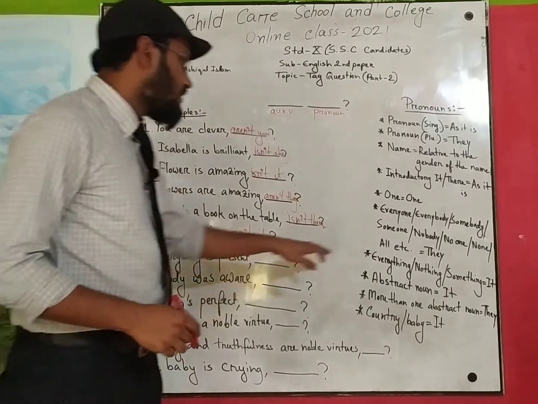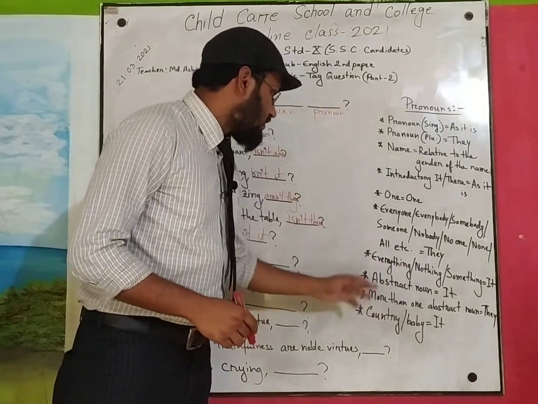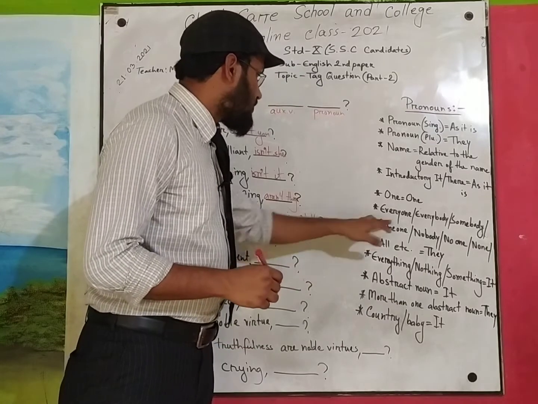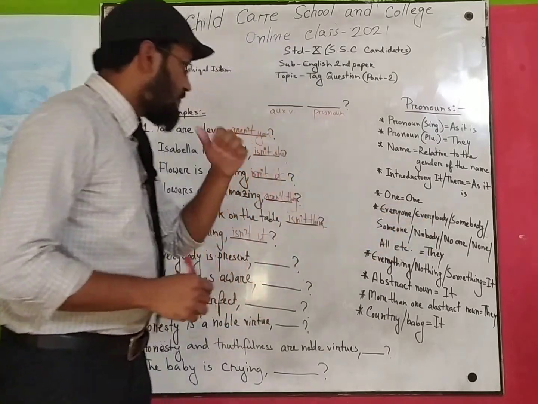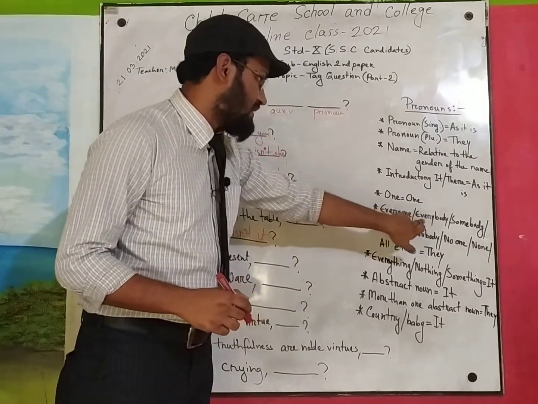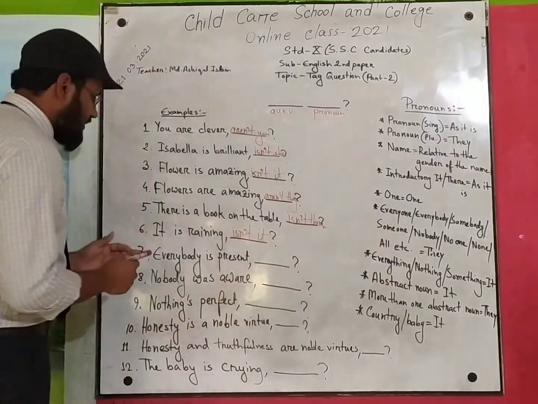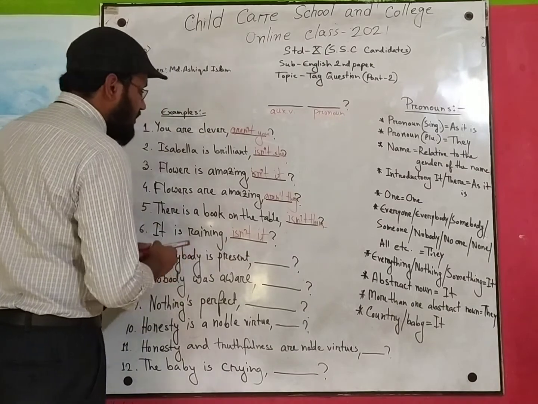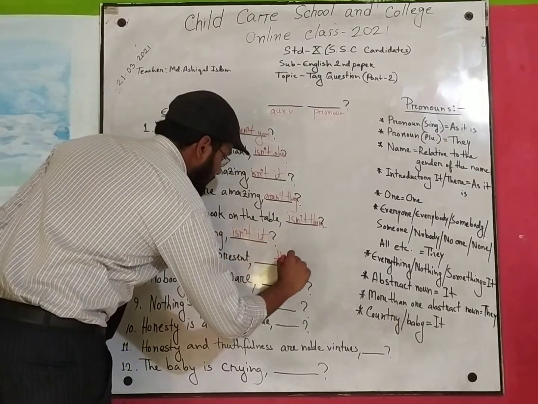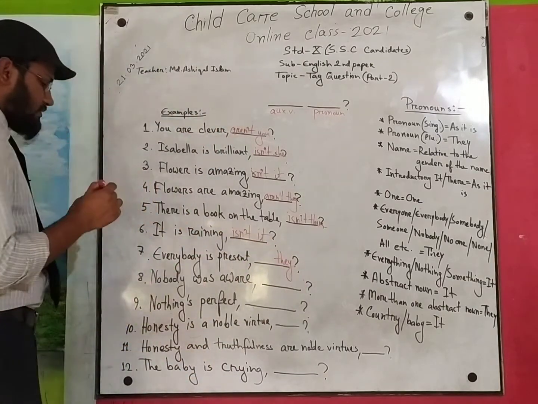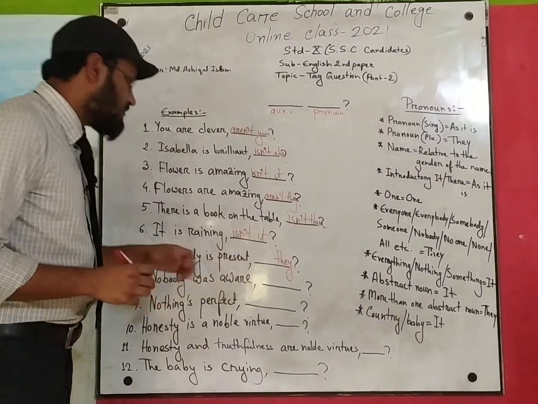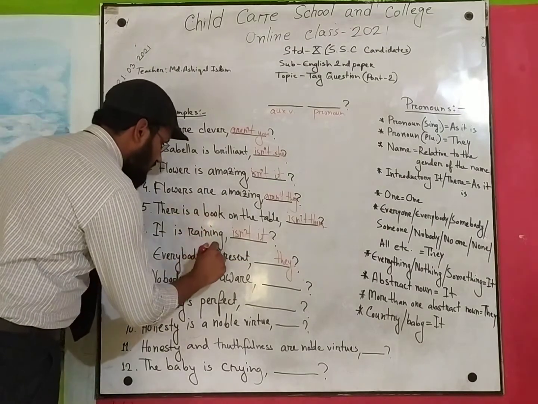The seventh one says, everybody is present. Now we know already, everything, nothing, or everybody, sorry, I mean everyone, everybody, any of them. If we have our subject as these words, our pronoun will be they. Okay? So everybody is present. Our pronoun will be they. Let's write the pronoun beforehand. And about the verb, here we have an exception.